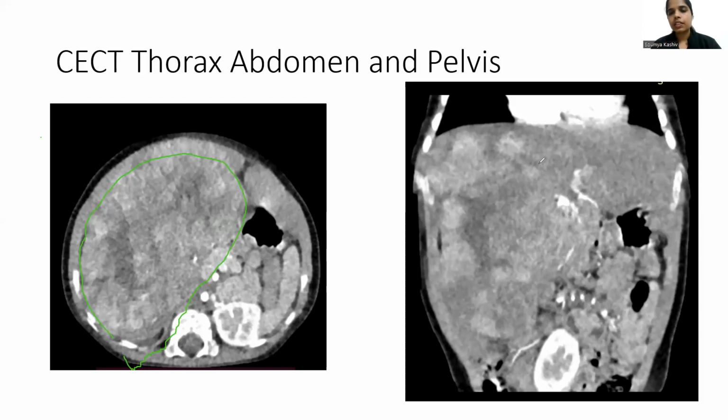In the coronal section as well, we can see that this is the liver mass, which is involving most of the right lobe of the liver. Almost the whole of the right lobe of the liver is replaced by the mass, and the left lobe of the liver is hypertrophied. There is compensatory hypertrophy of the left lobe of the liver because of the mass involving the complete right lobe of the liver.